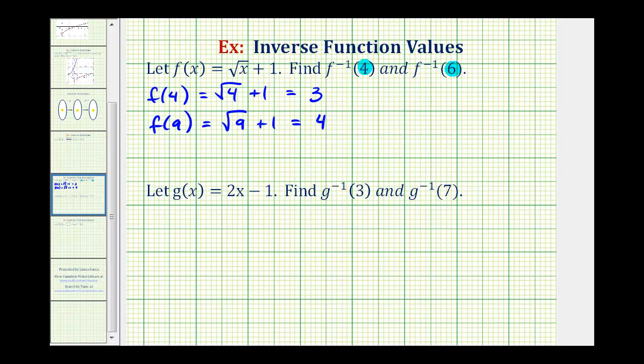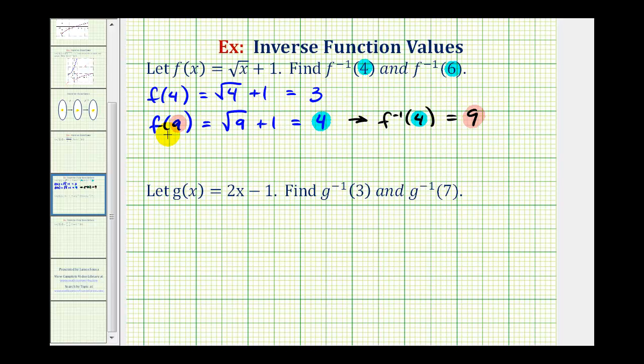So notice how when the input is 9 into function f, the output is positive 4. So if this output becomes the input into the inverse function, then the output of the inverse function is going to be positive 9. So this tells us that f inverse of 4 is equal to 9. Again, f maps 9 to 4, and the inverse function maps 4 back to 9. Therefore, these two functions are undoing each other.